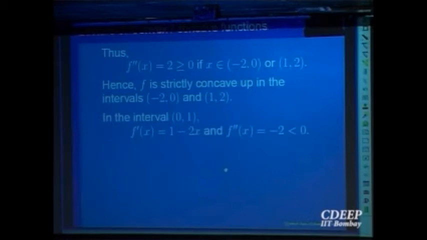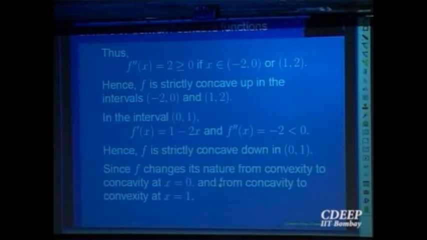And similarly, you can analyze in the interval, so that is 1 minus 2x, so it's concave down in that interval. So it changes its nature of convexity to concavity at that point 0 and, so there are 2 points where it changes its nature, okay? Those are points of inflection.